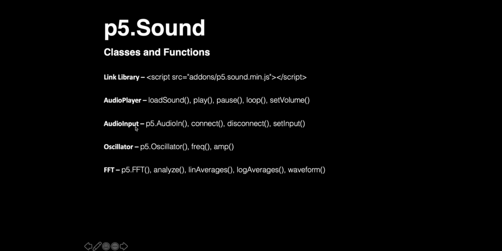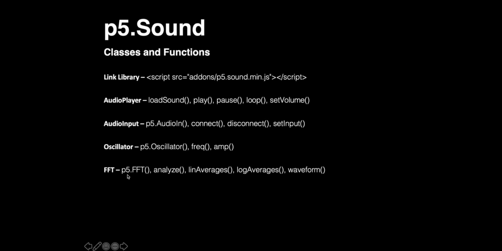We're going to play around with audio input as well. There's a P5 audio in object that allows us to get audio in from a mic on our computer or an external mic that's hooked up to our computer. And some of the functions that work with that are connect, disconnect, and set input. Oscillator, we are going to play around with oscillators and playing around with frequency and amplitude to make our own sounds, changing the values for each of those.